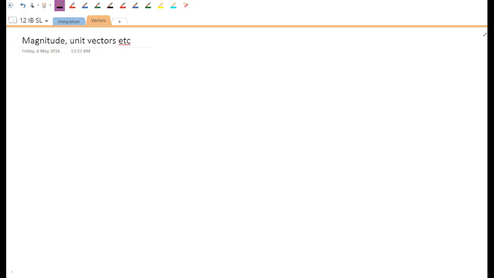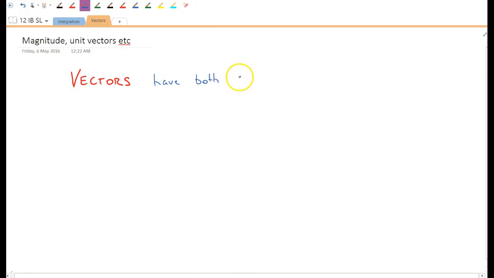Okay, Year 12, it's time for our very last topic of the SL course, and that is vectors. Vectors are very cool because they have both size and direction. What we'll see with vectors is that they've got arrows on them, which tell us what direction they're going in. So a vector looks something like this.